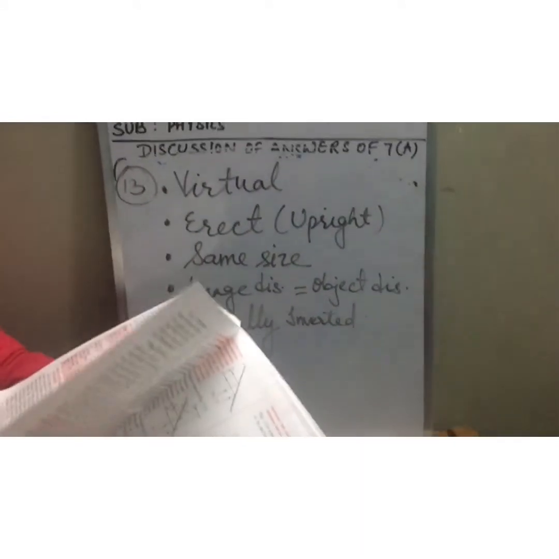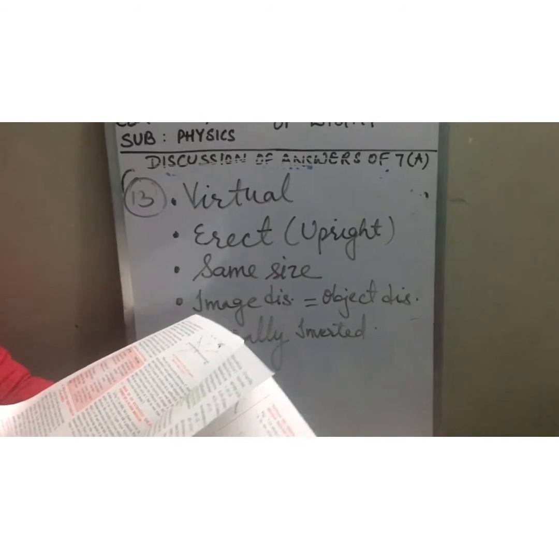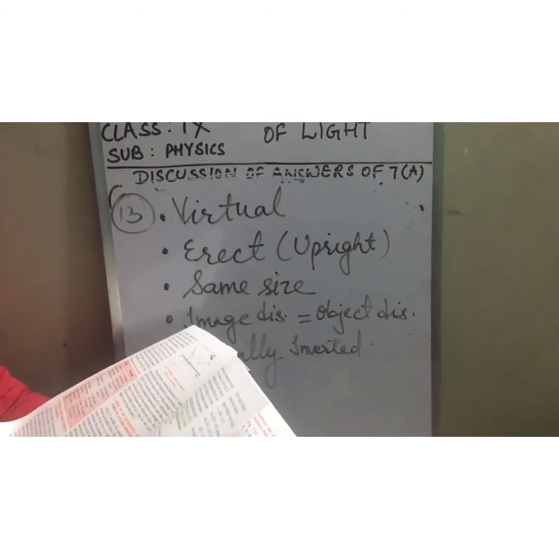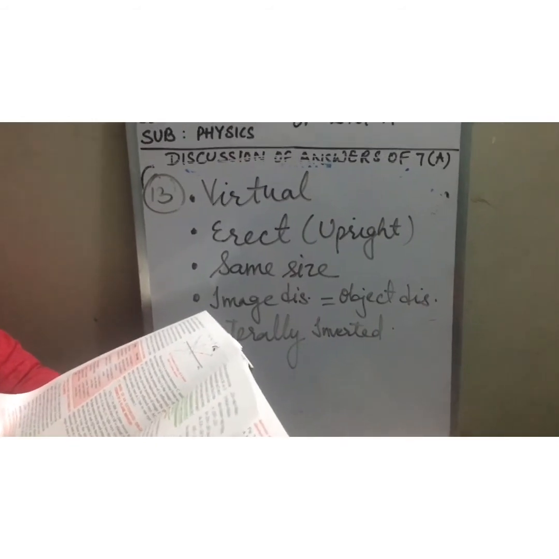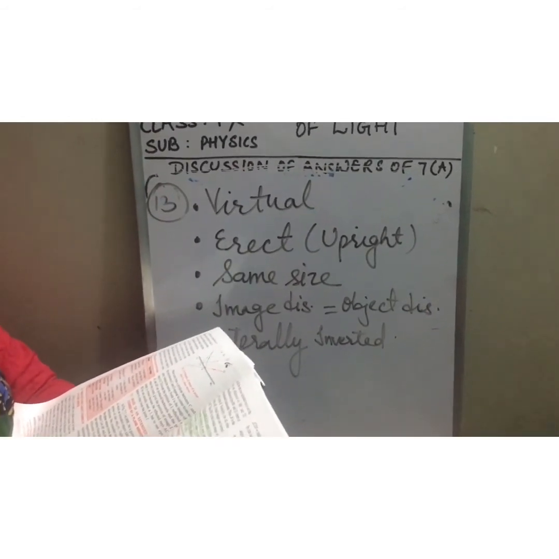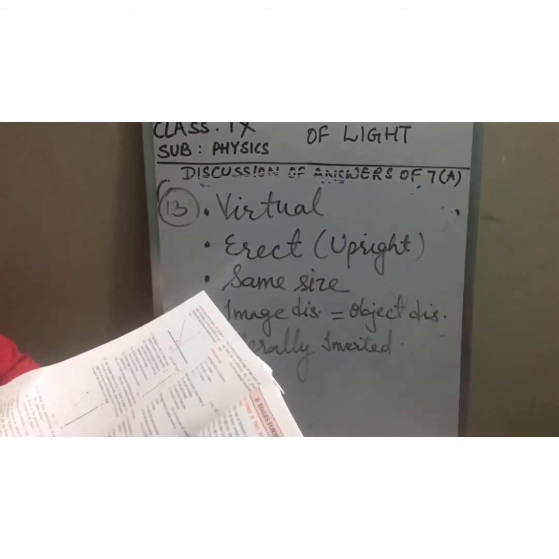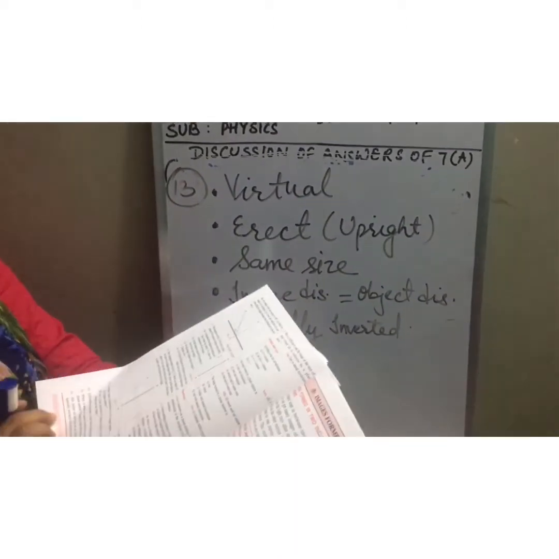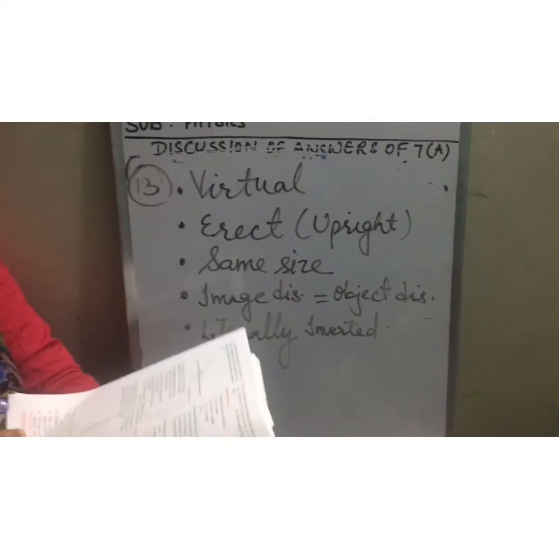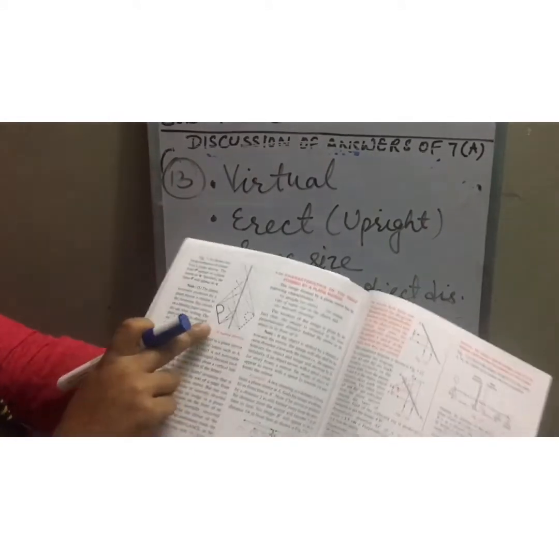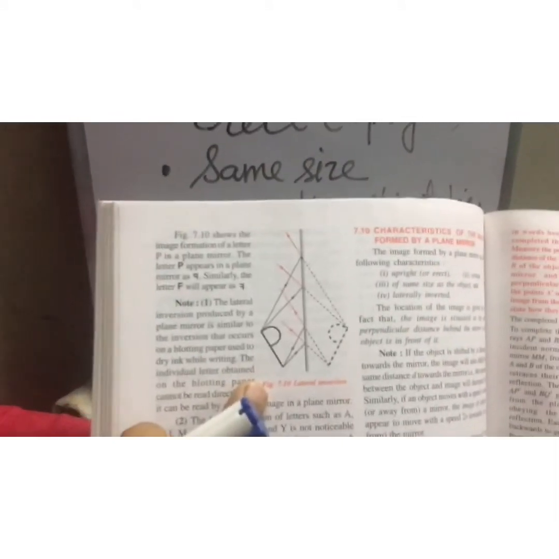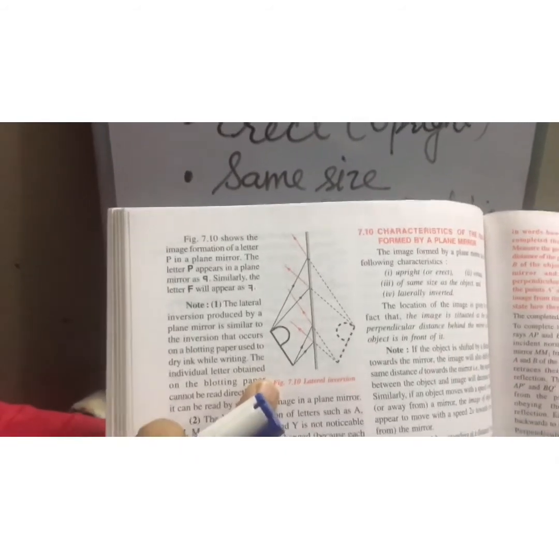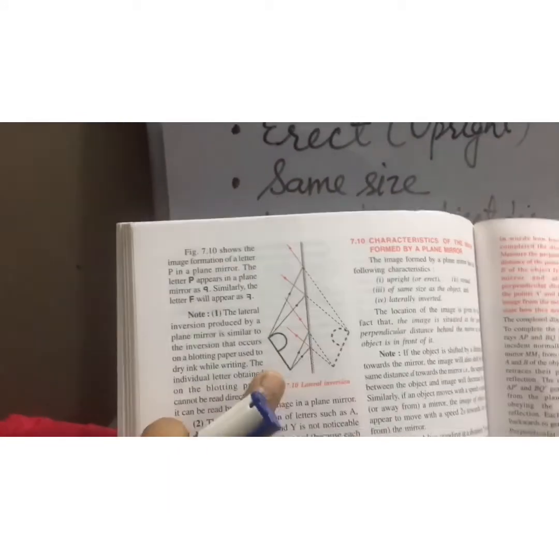Lateral inversion is the interchange of the left and right sides in the image of an object in a plane mirror. It is called lateral inversion. It is given on page number 151, students. Okay, bottom of the page, right hand side. Now explain it with the help of a ray diagram. Ray diagram, you can draw this. Figure 7.10, lateral inversion. Okay, students, you have to draw this diagram.